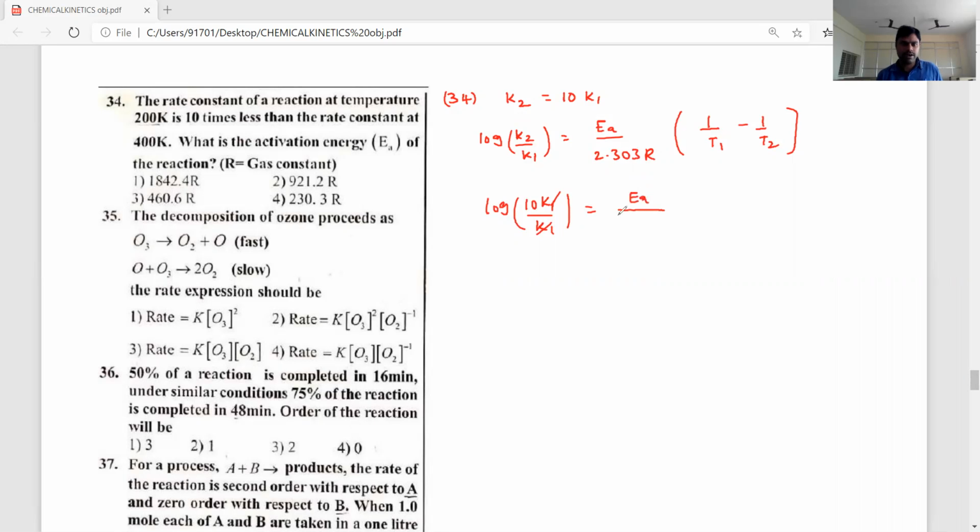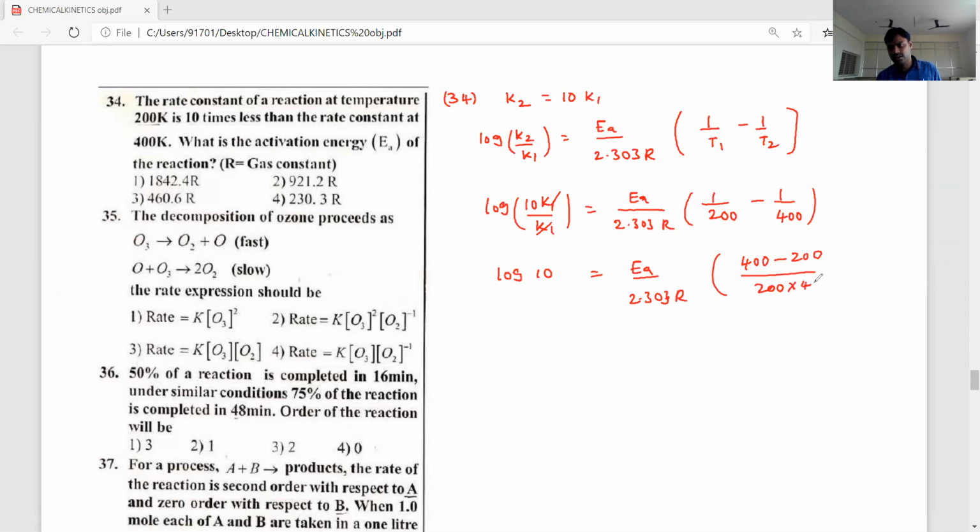Ea by R, where R is the gas constant. According to the options, no need to substitute any R value. So 1 is equal to Ea by 2.303 R into (1 by the first temperature T1, 200, minus 1 by the higher temperature T2, 400 Kelvin). Okay, see, log 10 is equal to Ea by 2.303 R into (400 minus 200) by (200 into 400). Then it comes to 200, and this 200 will cancel.